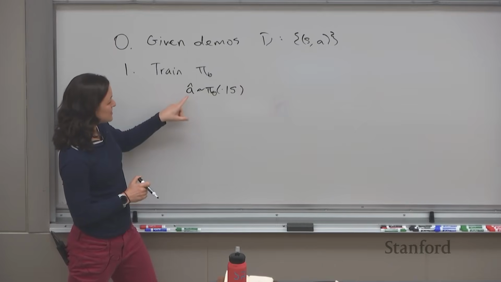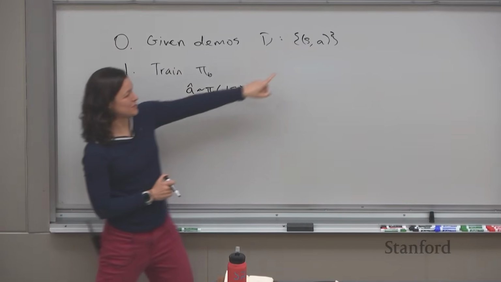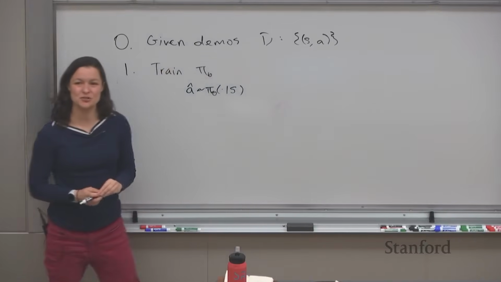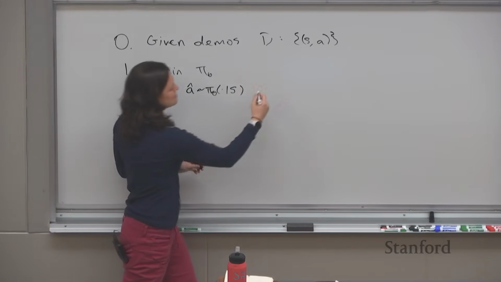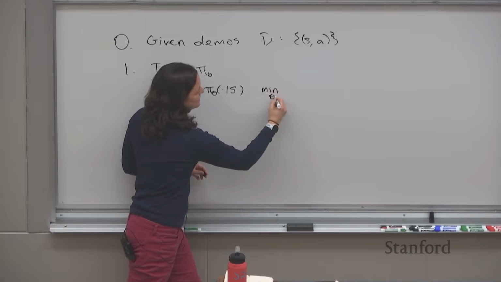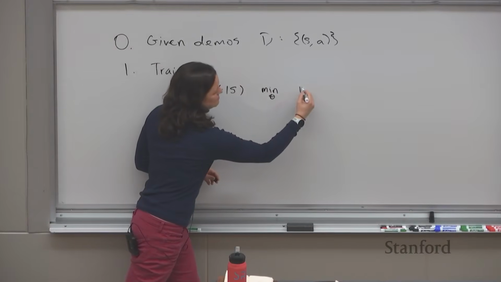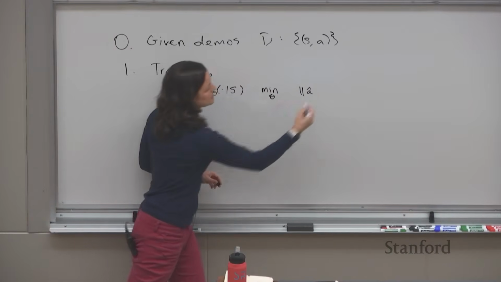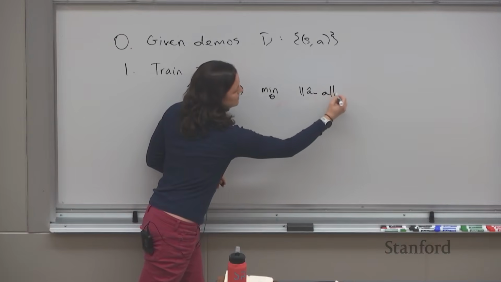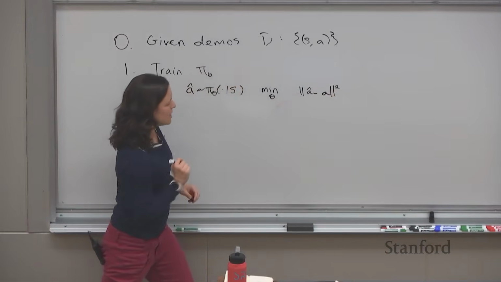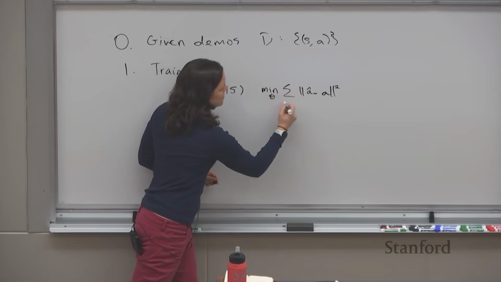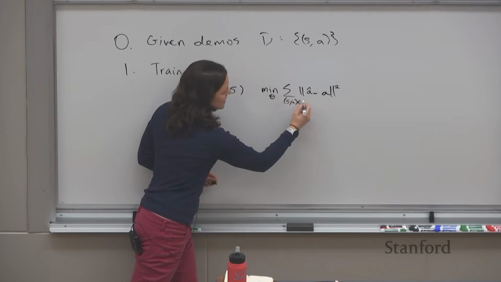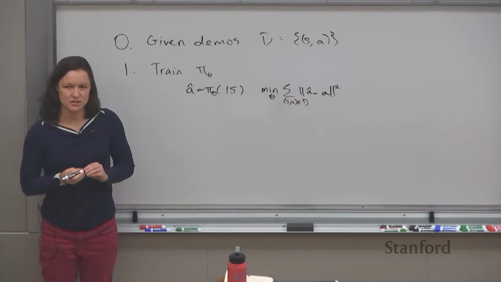And then we could try to basically say we want this predicted action to be as close as possible to the action that the demonstrator took. So we could then minimize the difference between the predicted action and the action in the data set. And we could do this minimization over all of the states and actions in our demonstration data set.